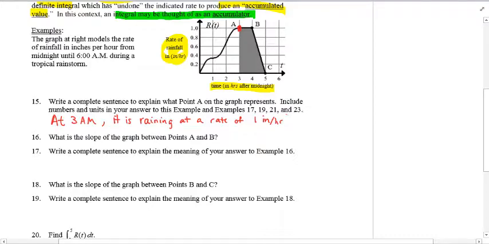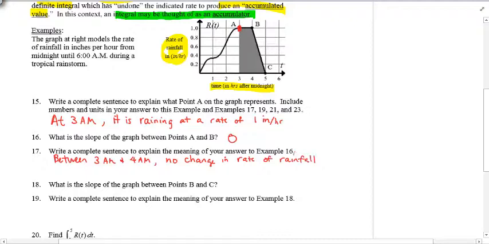How about 16? What's the slope of the graph between A and B? It's a flat line that's horizontal, so the slope is 0. And so what does that mean, though? Because number 17 says, tell me what it means for the answer of 16. Does it mean that it didn't rain at all? No, this is the rate. So the rate did not change. So I'll say between 3 a.m. and 4 a.m., there was no change in the rate of rainfall.